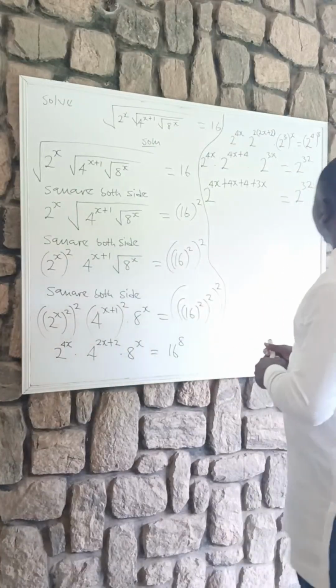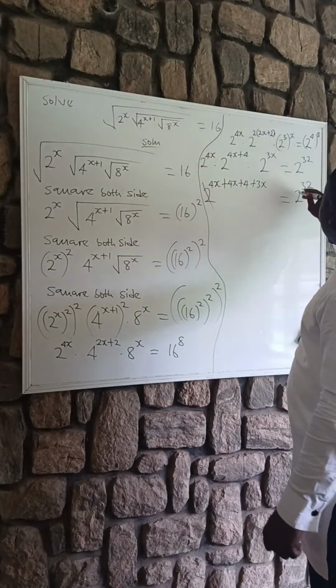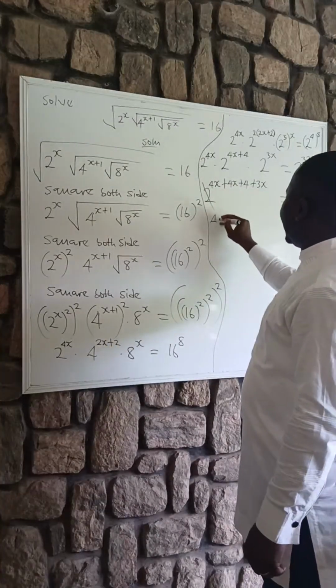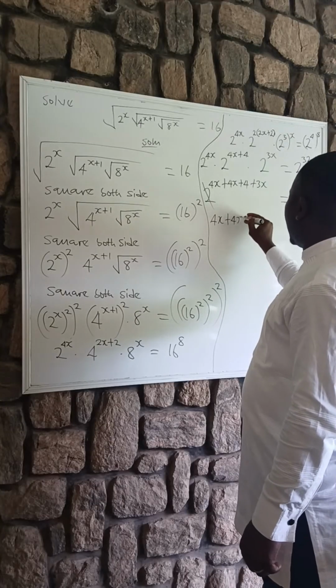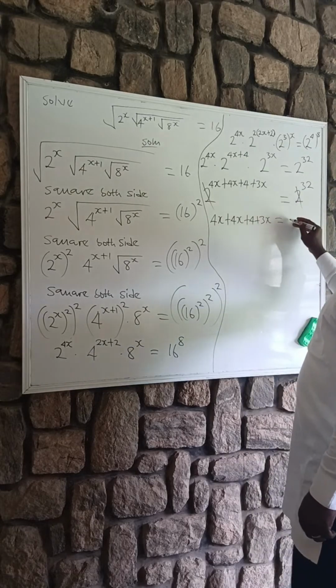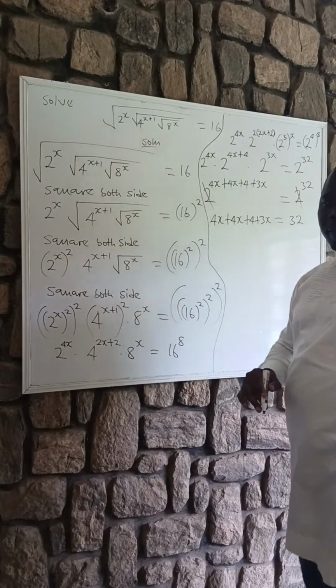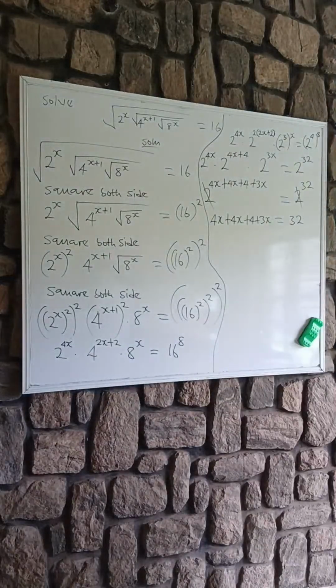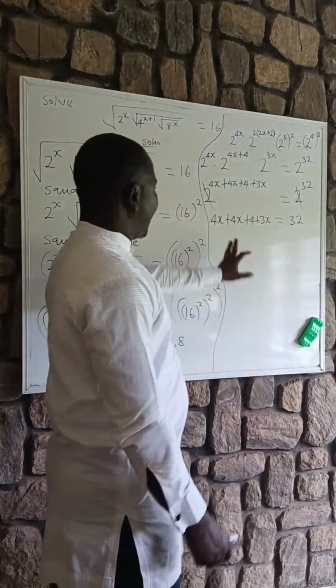Okay. So this and this we cancel, 2 of us, to give us a linear equation: 4x plus 4x plus 4 plus 3x equals 32. Amen? 2 of us. It's true. Did you find any mistake? Please look at the board. Thank you, I'm very grateful. Did you find any mistake here? Look at the board.